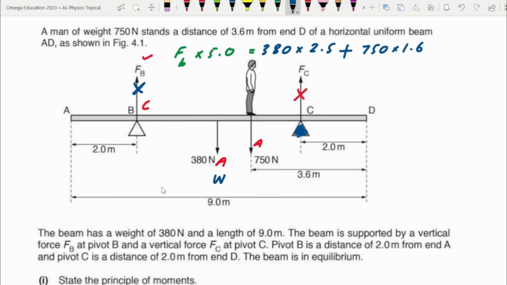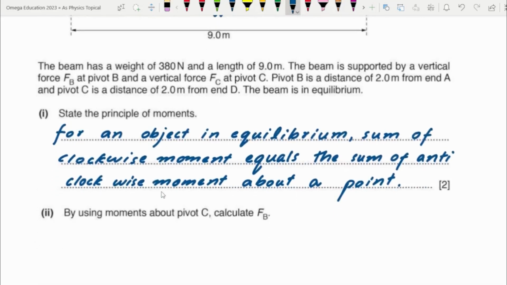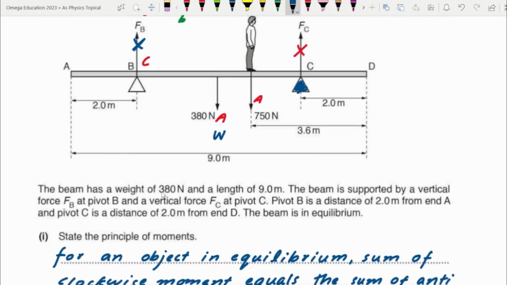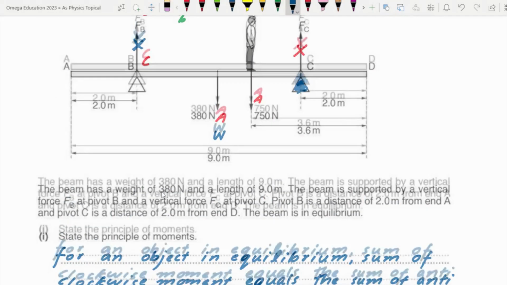What are we left with? We are left with a force of 380 and a force of 750, these two forces, and the pivot is just the same. So FC is not there. FB is removed from the expression because its value is supposed to be 0. So we're left with 380 times how much? 380 times 2.5, the same.